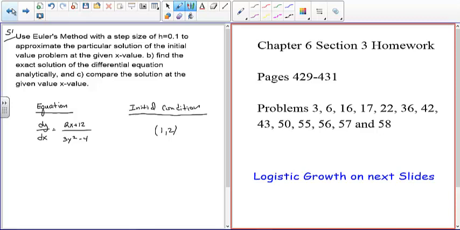There is one more topic in this chapter, which actually has nothing to do with homogeneous equations, but that's what we're going to talk about next.